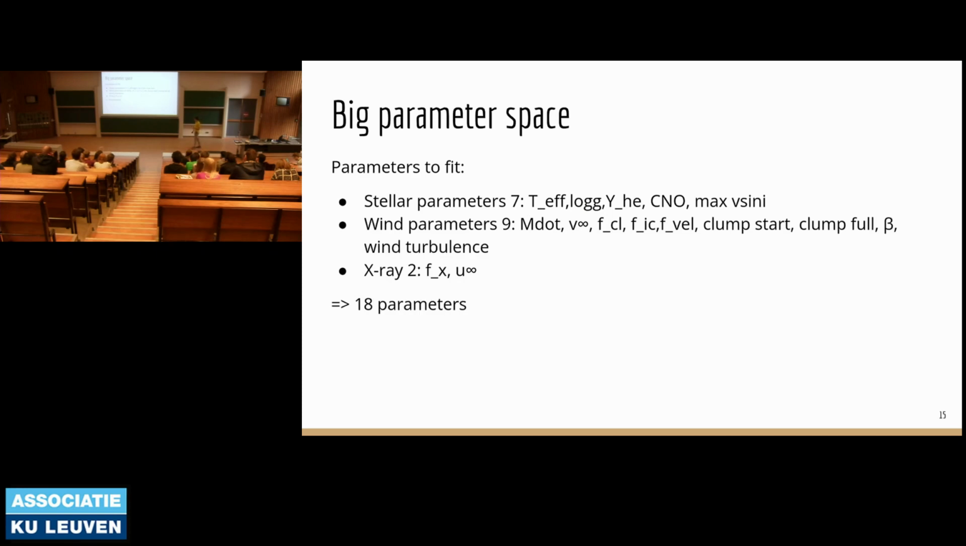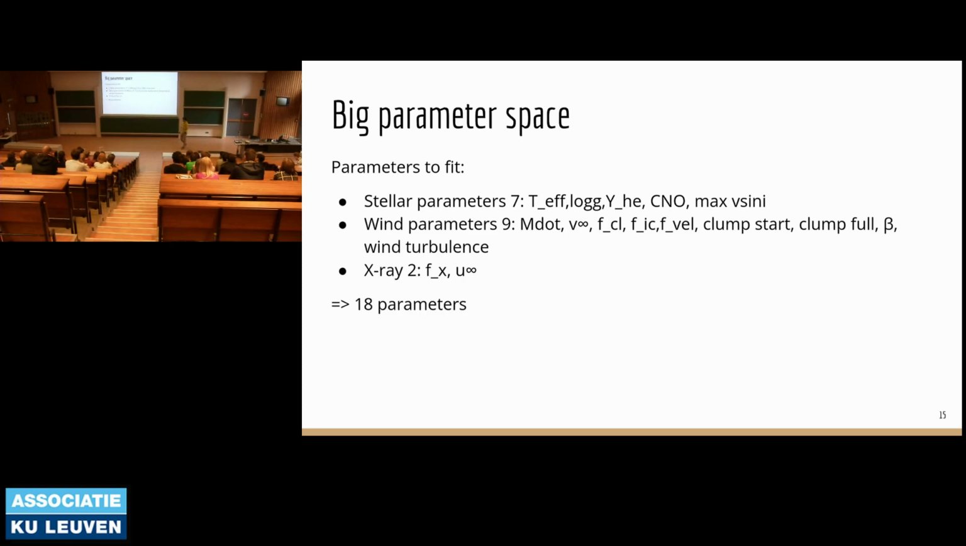Then we have 9 wind parameters. Obviously, we want the mass loss rate. We want terminal wind speed, the speed of the wind at infinity. We want the clumping factor, interclumping factor, and velocity filling factor, so how much of the velocity space we're filling. Then we want to define where the clumping onset is, so where the clumps start to form, and when they actually are fully formed, because there is a forming radius there that we need to handle as well, so we need those 2 parameters. Then we have the beta parameter. This is the typical beta parameter of the beta wind, so just telling you how fast your wind is accelerating.